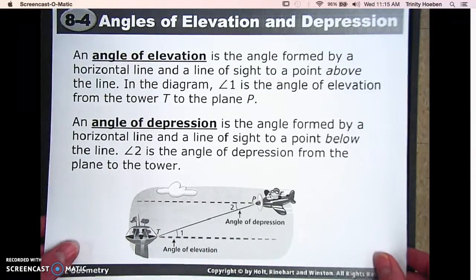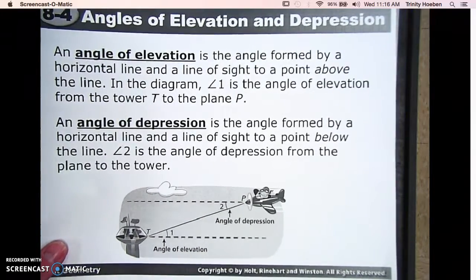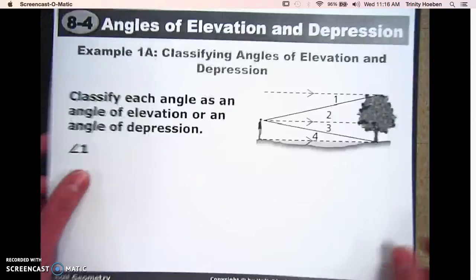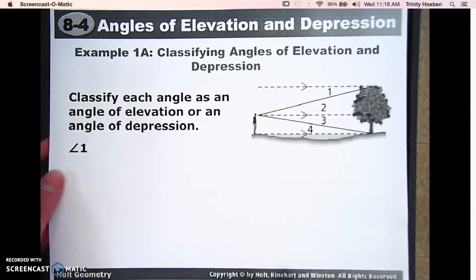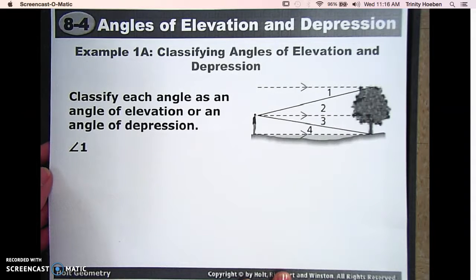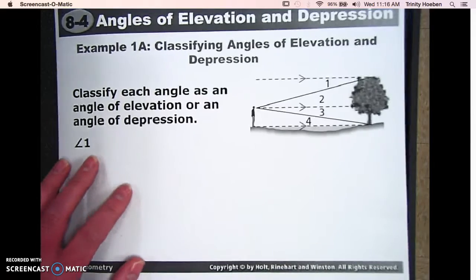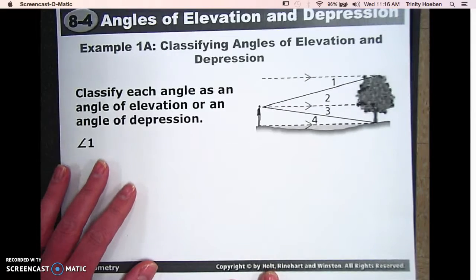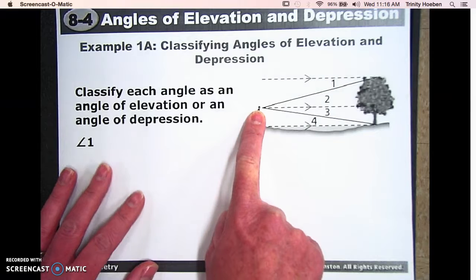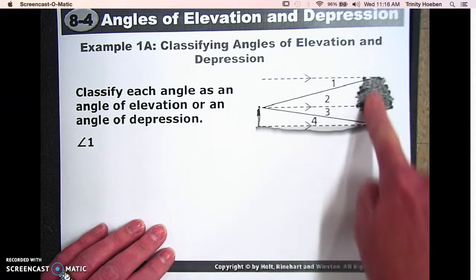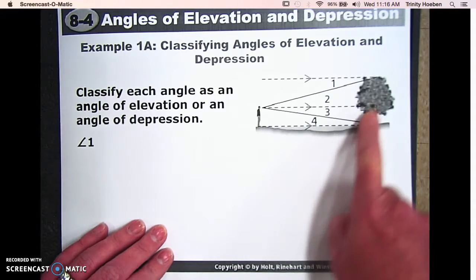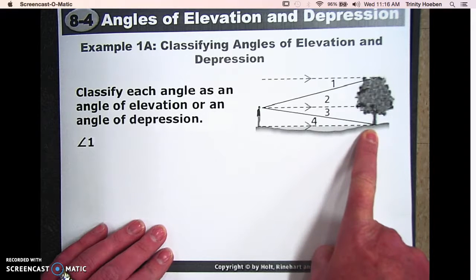All right. So the first thing we're going to look at is a couple pictures, and all we need to do is classify the angle as either an angle of elevation or an angle of depression. So the first one they want us to look at is angle 1. So here we have this person standing right here. Here's a tree, and we've got the ground below the tree.